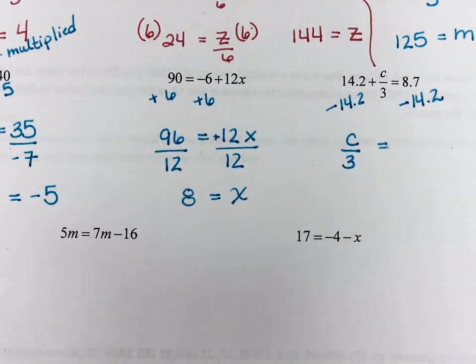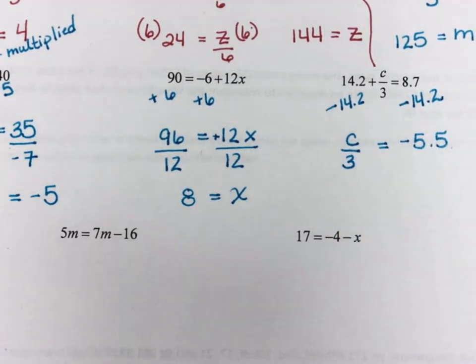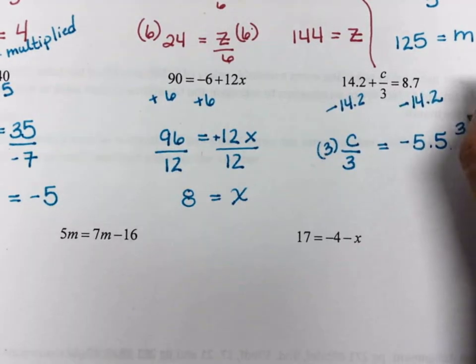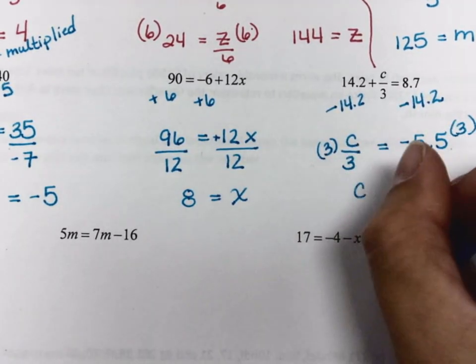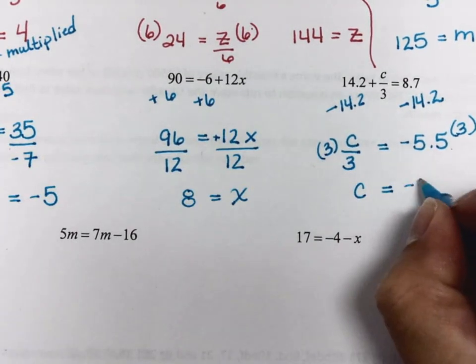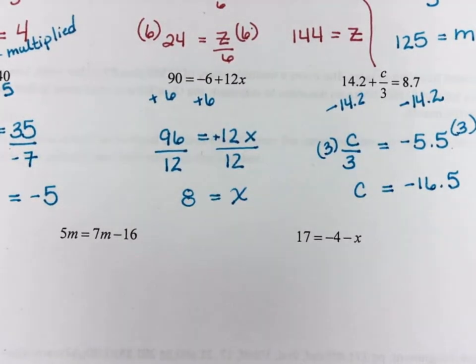And I'm going to use my handy dandy calculator, 8.7 subtract 14.2. And I get a negative 5.5. Pretty straightforward. I'm dividing by 3, so I gotta do the opposite. So I'm gonna multiply by 3, multiply by 3. And again, I'm gonna use my calculator to help me out just so I don't make any mistakes. And my answer is negative 16.5.